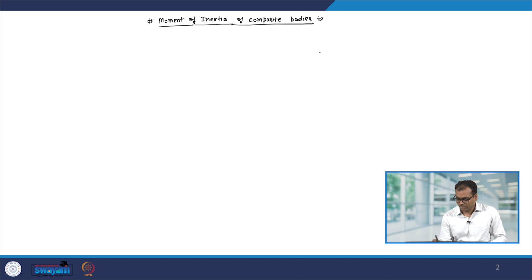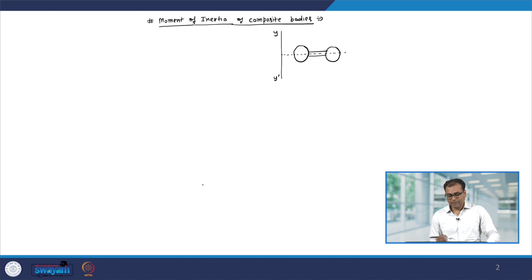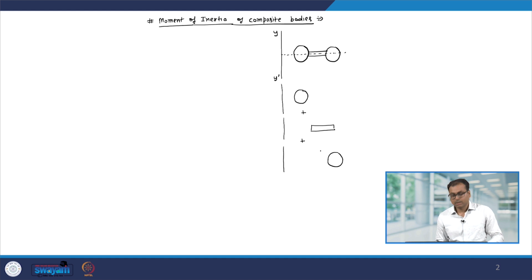Let us say I have a body like this: a sphere, a cylinder and then a sphere, and I want to calculate the moment of inertia of this about, let us say, the y prime axis. The moment of inertia will be the moment of inertia of the first sphere plus the moment of inertia of this cylinder plus the moment of inertia of the second sphere.